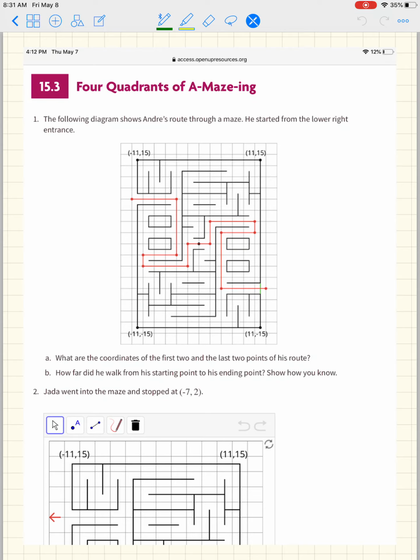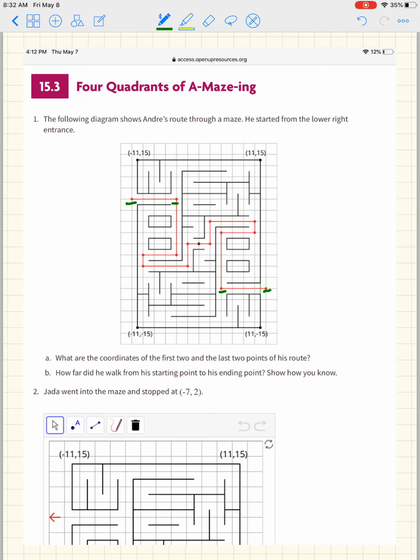Alright, 15.3. So this part of the lesson is kind of tricky. It's giving you a route through a maze, and it wants you to figure out what the coordinates are of each point. But we do not have a labeled coordinate grid, and so that is what makes this kind of tricky. So the first question is asking us to figure out what the coordinates of the first 2 and the last 2 points of this route are. So these are the first 2 points. These are the last 2 points. Okay? So that's the first thing we need to do, which is kind of tricky.